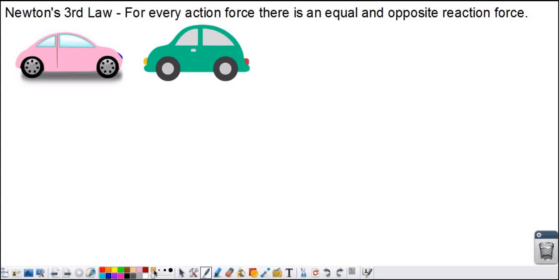Alright, so today we're going to start by looking at Newton's third law. For every action force, there is an equal and opposite reaction force. So first thing we're going to do is write down what that means.